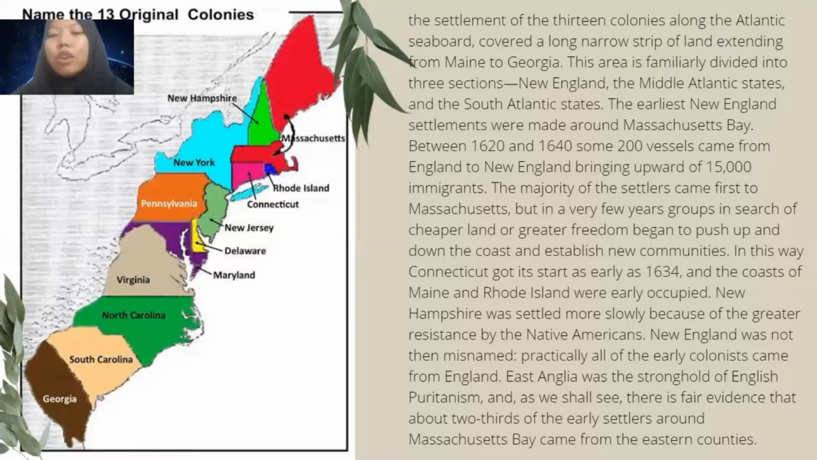New England was not then misnamed. Practically all of the early colonists came from England. East Anglia was a stronghold of English Puritanism, and as we shall see, there is fair evidence that about two-thirds of the early settlers around Massachusetts Bay came from the eastern counties.